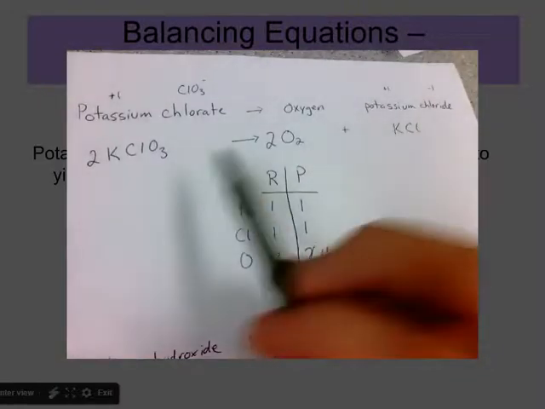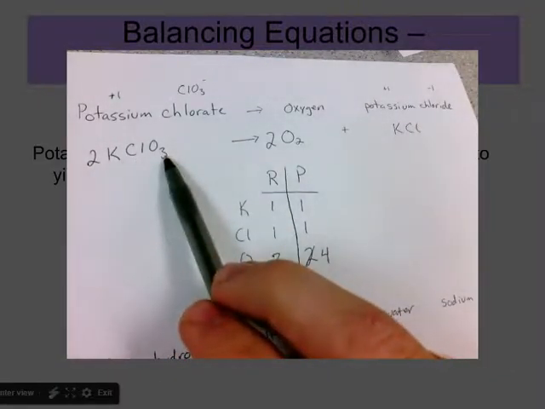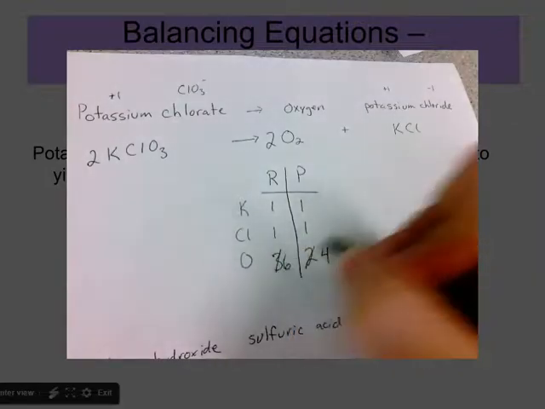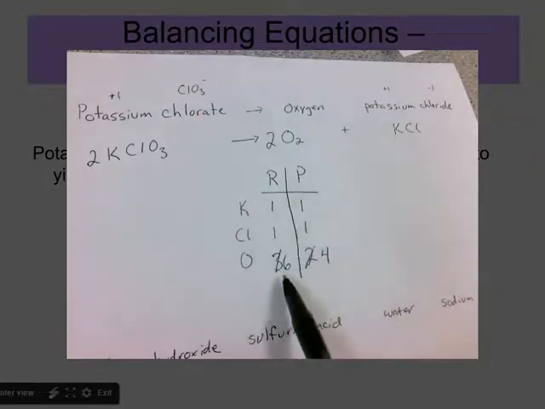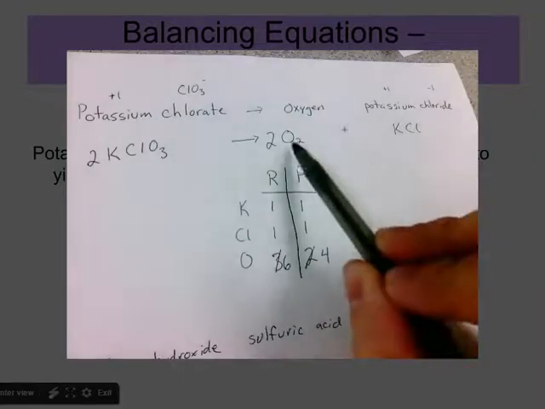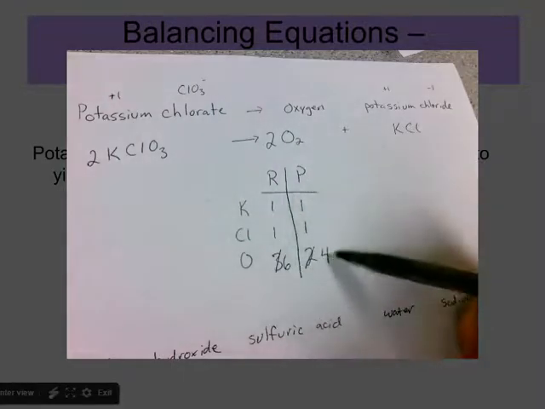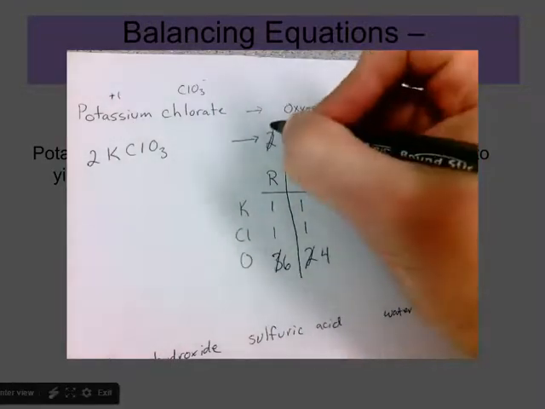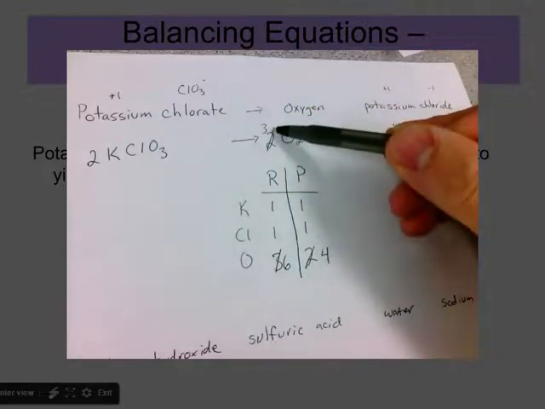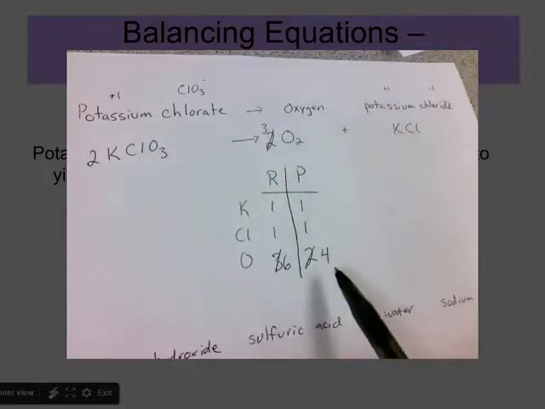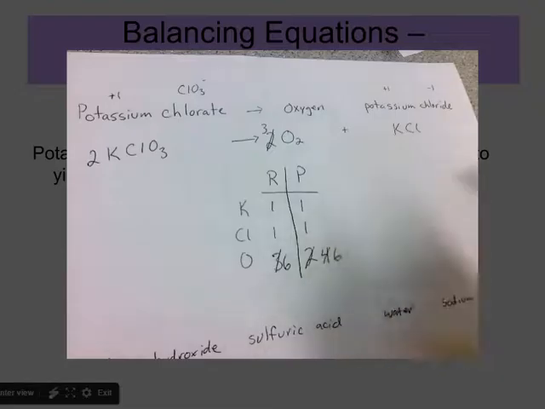And that changes, now we have 2 ClO3s, which means we have 6 oxygens total. And now I need to go back to the original oxygen on the product side because now I need more of those. So I'm going to change this to a 3. And again, if you're using a pencil, it's a lot neater because you can erase that coefficient. So I'm going to change this to a 6.